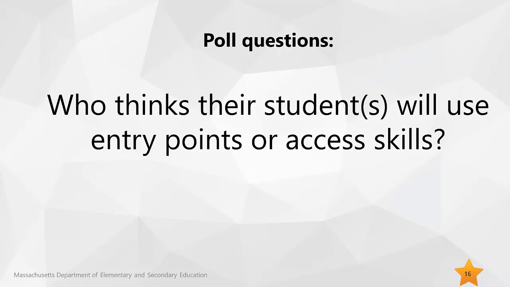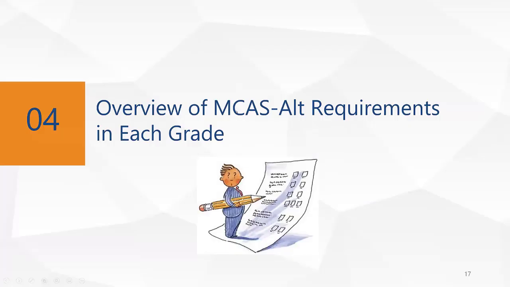As you can see, there's about 43% of you that think entry point, 7% think your access skills, 44% think you have a mix, and 7% are still unclear. So hopefully as we go by in the next hour, we'll be able to clear that up for you. Okay. Thank you, everyone. So let's take a look at the requirements.